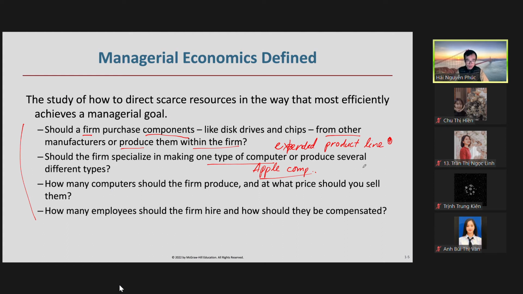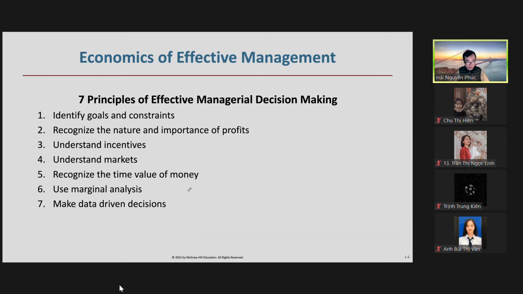What next? The next example is the question of how many computers to produce, and what price to set. So you can see that for a firm, the decision about the quantity and the decision about the price is going to be very important. And we are going to talk much about this type of decision. Here are some examples.